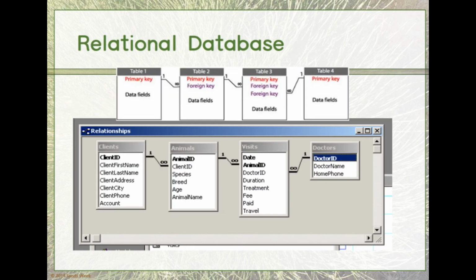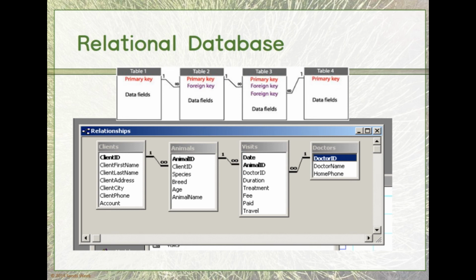Let's look at how an Access database might be organized. The picture at the top of the screen shows all possible combinations of related tables. The picture below is an example of how the relationships work. It's a database for a veterinary office. Clients can have many pets. However, we don't want to input client information more than once.